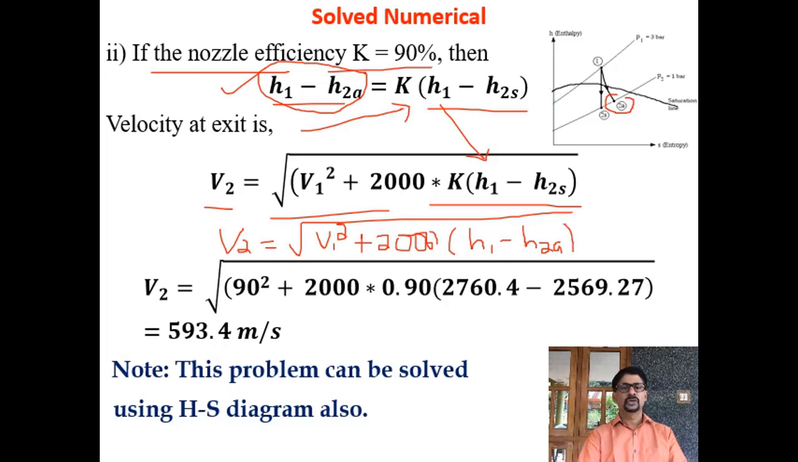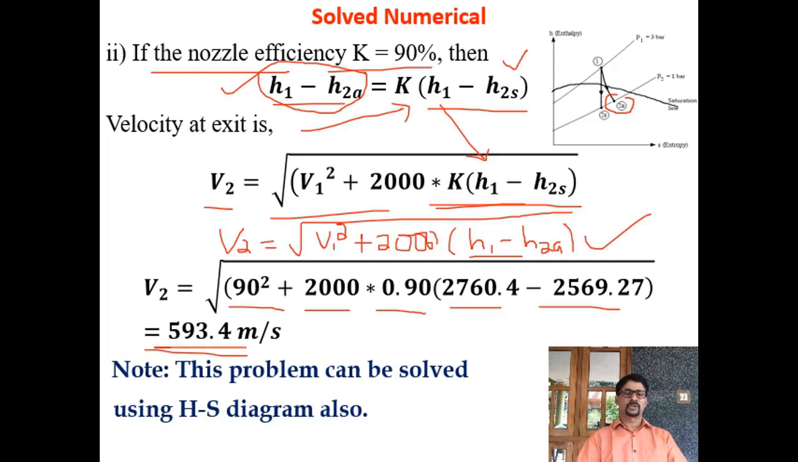So H1 minus H2A, either you can calculate from the expression K into H1 minus H2S, because H1 minus H2S is there already, and substitute in this expression, or in place of H1 minus H2A you can substitute K into H1 minus H2S, as I did in this problem. Is it clear for all of you? So both the things you can do. So substituting, V1 square is 90 square, 2000, nozzle efficiency is 0.90 because 90% is given, H1 is 2760.4 and H2S is 2569.27. So you'll get the velocity at the exit of the nozzle as 593.4 meter per second.